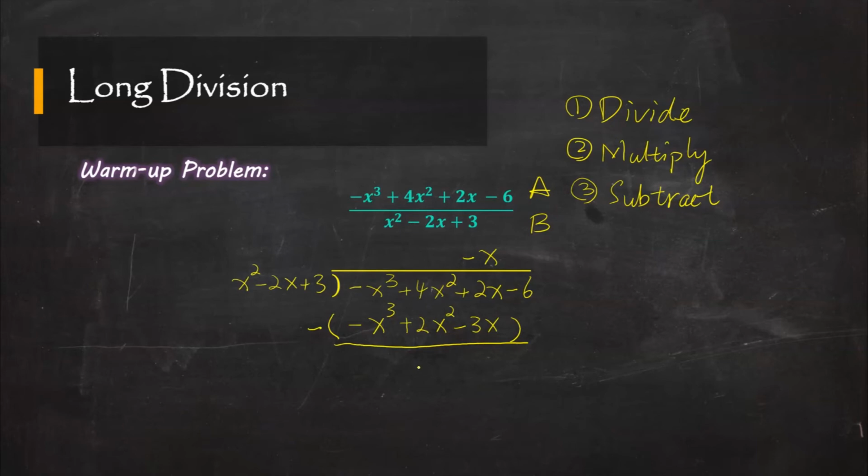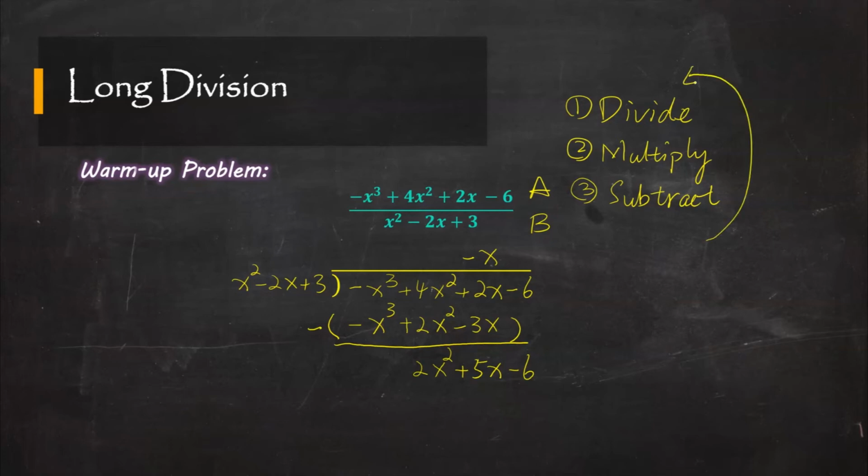And this is 4 minus 2, so we have 2x squared. And this is 2 minus negative 3, so we have 2 plus 3, which is 5x. And then here's 0, so we just copy it down, minus 6. Okay, so now we have a new dividend, which is 2x squared plus 5x minus 6. And then we go over the same process.